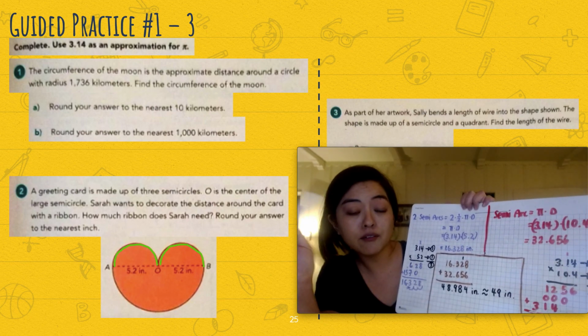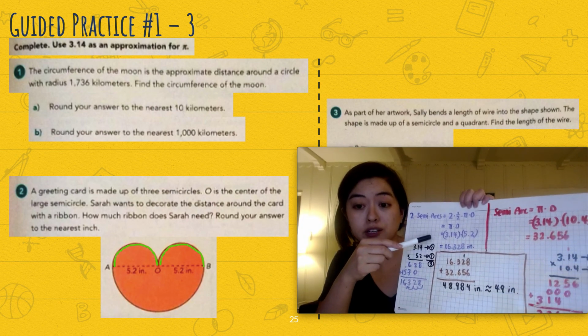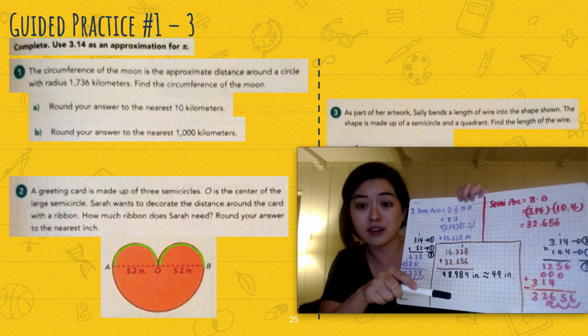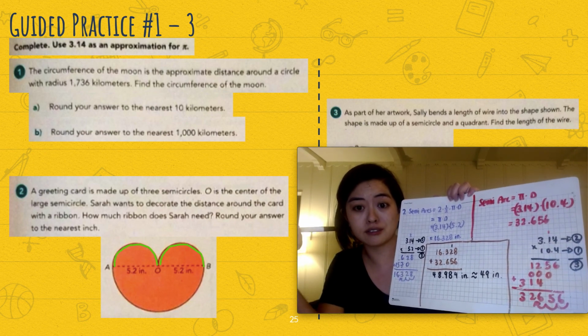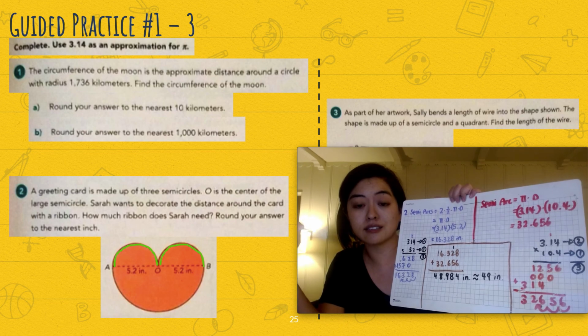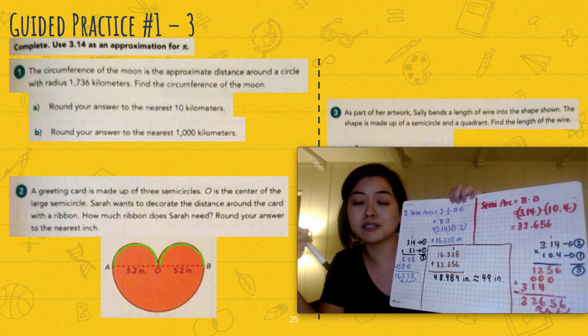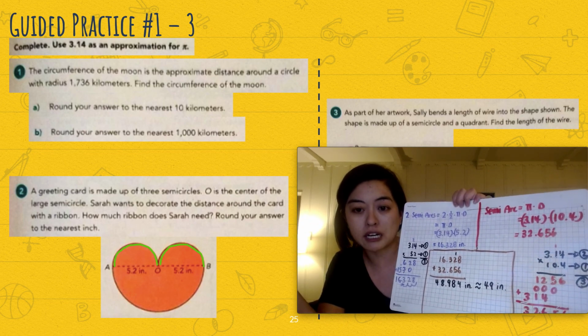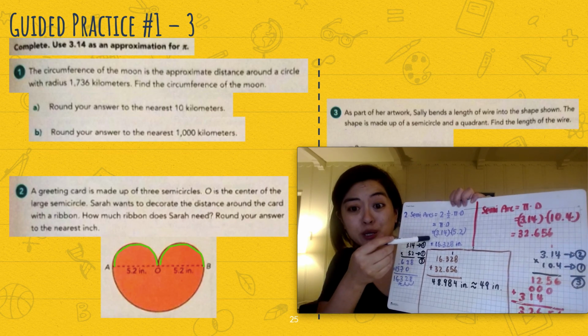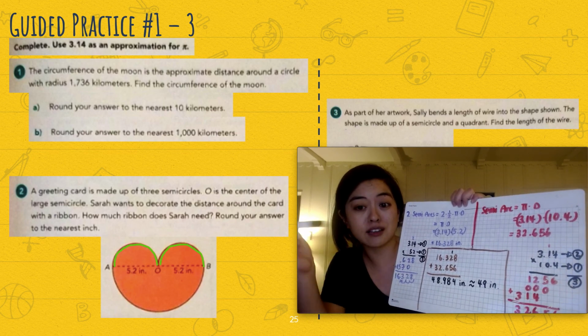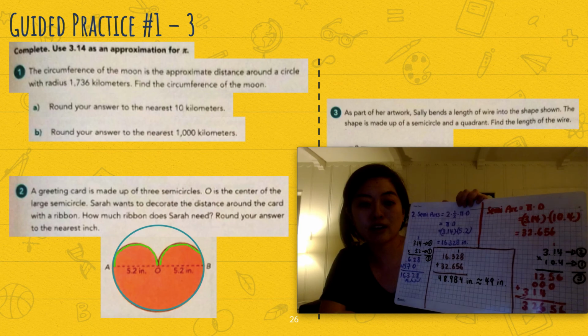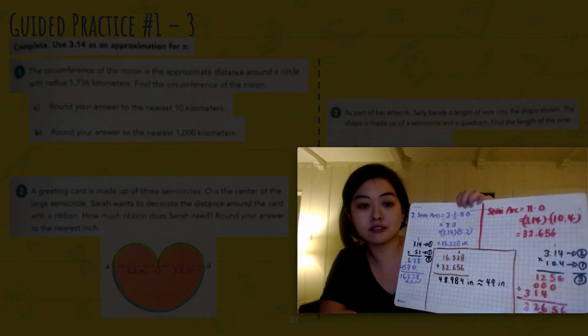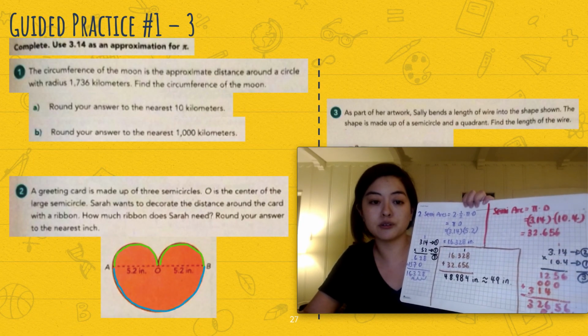Now, I'm not rounding right away when I do this. I'm going to round last, okay? Because you want to try to get your answer as exact as possible, or your approximation as close to the actual answer as possible. So don't round right away, okay? You round it last. Now, after that, you see that there's a semicircular arc right there in blue, okay?